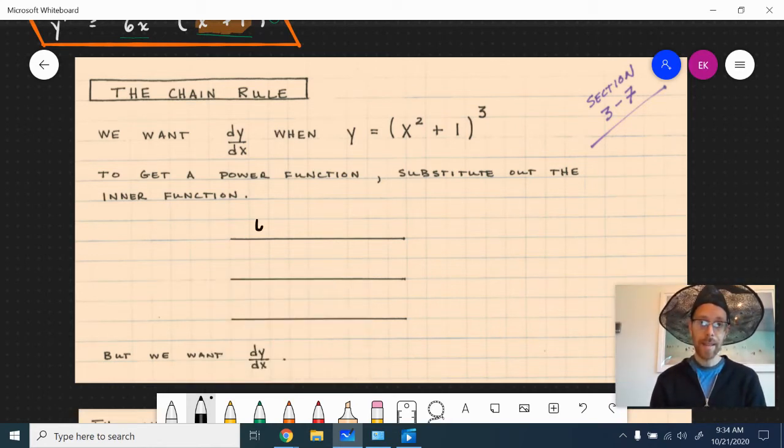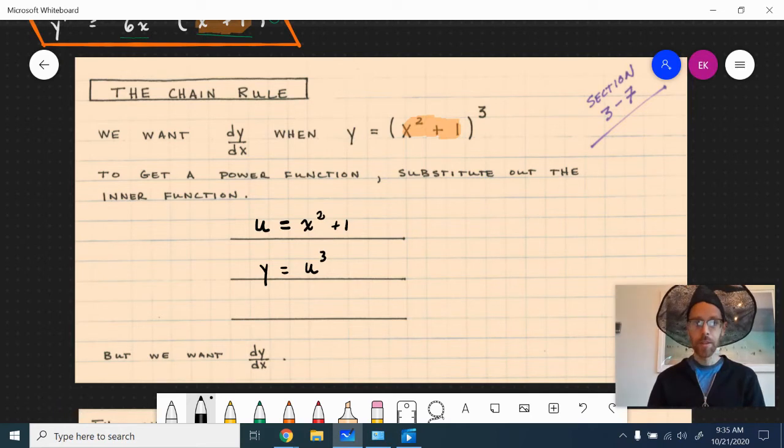Let's say that the inside function, we're going to call that u. Why? Because I like u. So I'm going to say that u is x squared plus 1. In other words, we've redefined this. And if that's the case, then we can say that y is just the inside function cubed. So it would be u cubed. Now, using what we've got right here, we can come up with two derivatives.